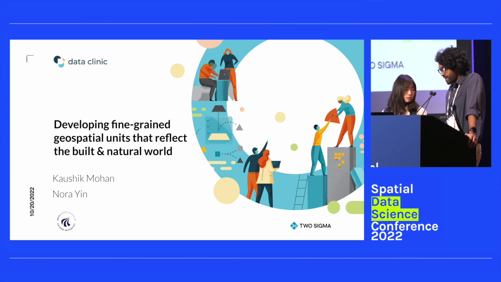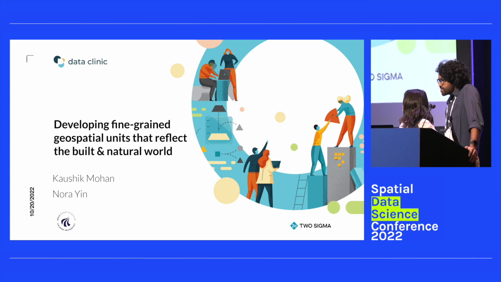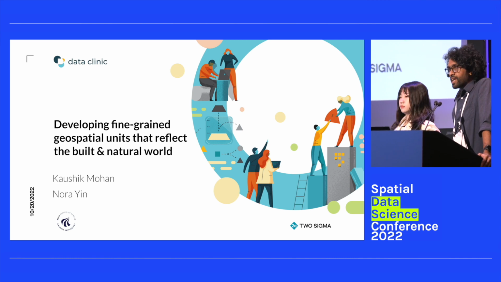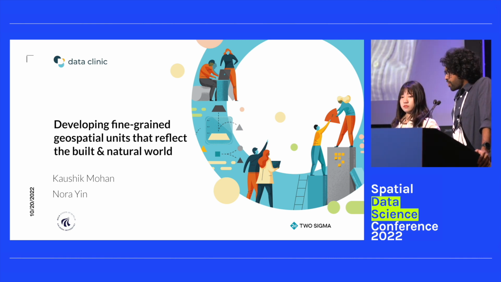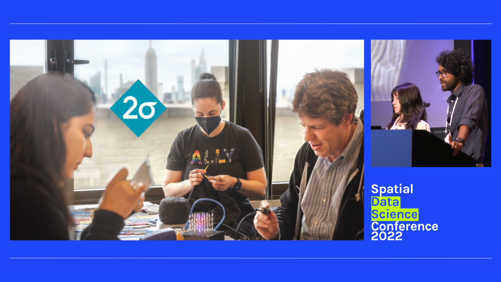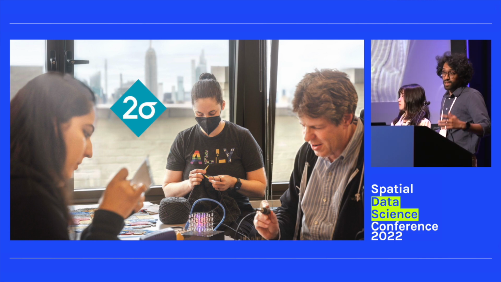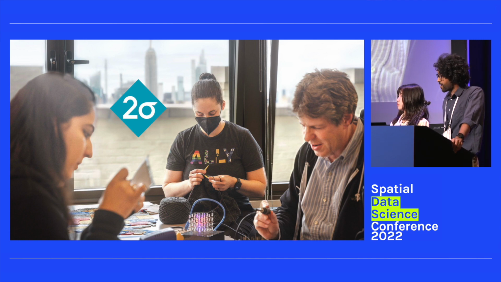I'm joined by my colleague, Nora, and we're going to talk about developing fine-grained geospatial units that reflect the built and natural world. Before going in, we are part of Two Sigma, which is a financial sciences company based out of New York City. But unlike a typical financial company, most of our employees are data scientists and engineers, and they come from various different backgrounds.